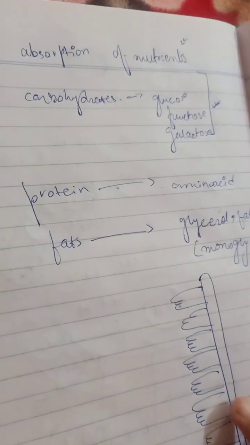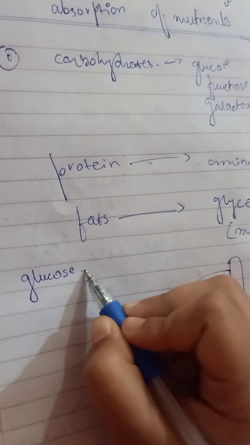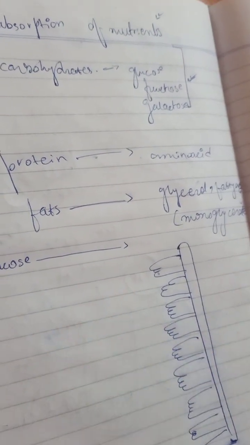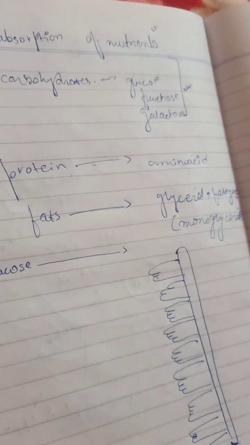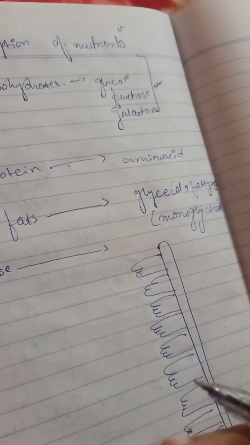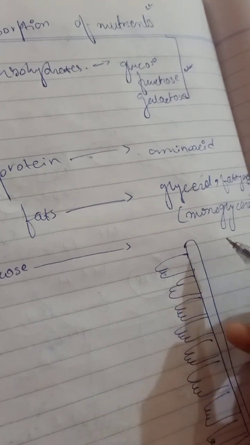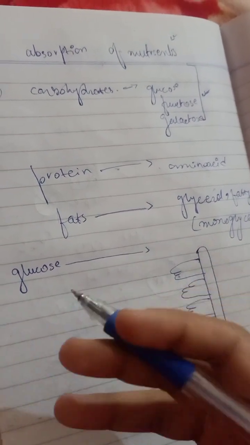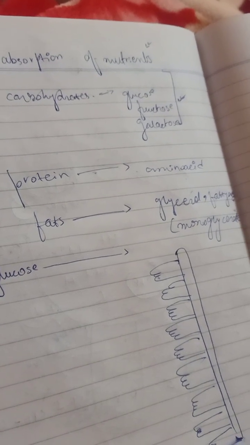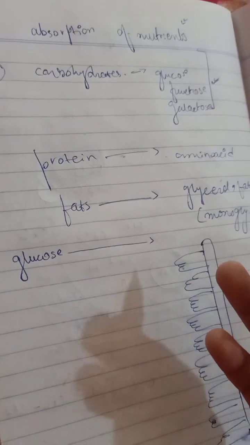So if we talk about glucose, the first is glucose. As you all know, in the ileum we are having most of the microvilli, and they increase the surface area of the ileum. Ileum is the third part of the small intestine. In the ileum the absorption mainly occurs. Here we are having the microvilli structure, which are having epithelial brush border cells, and through that the absorption basically occurs.